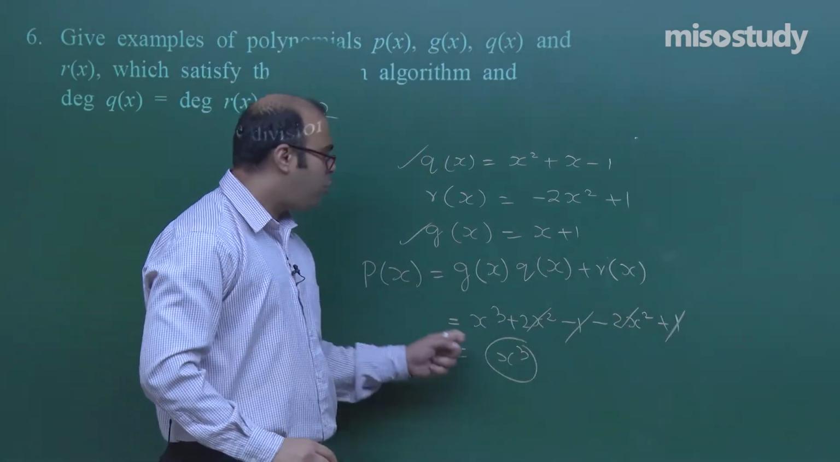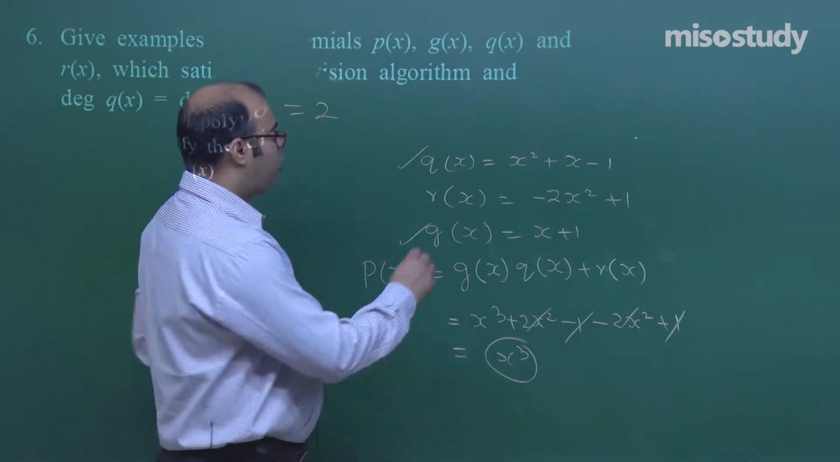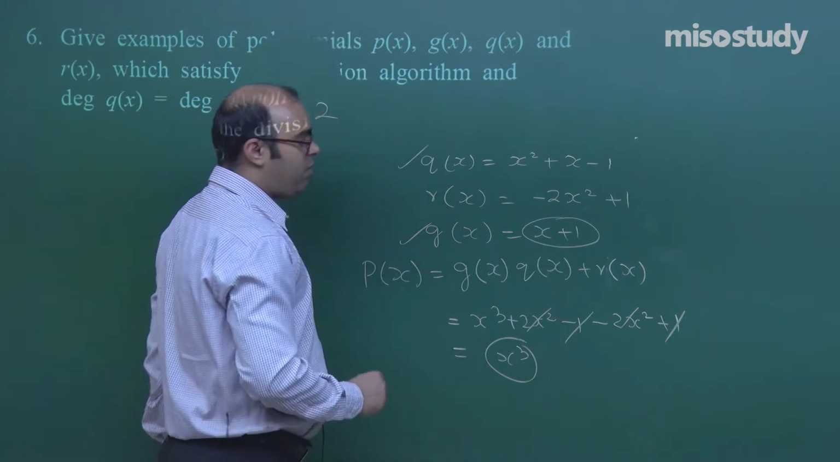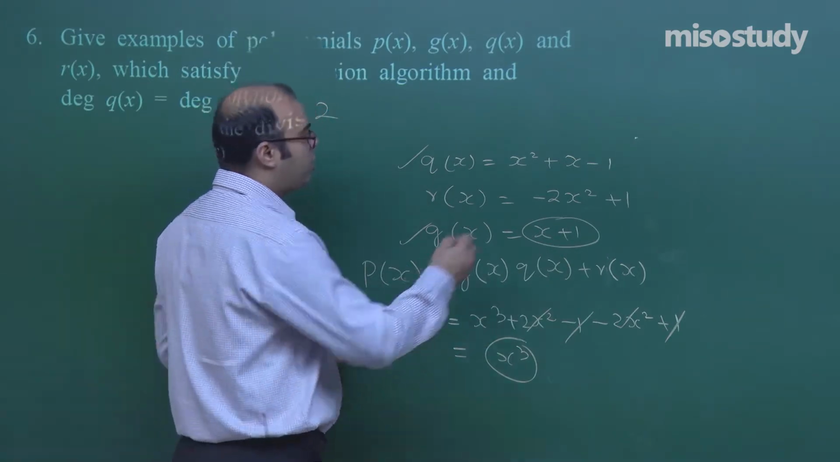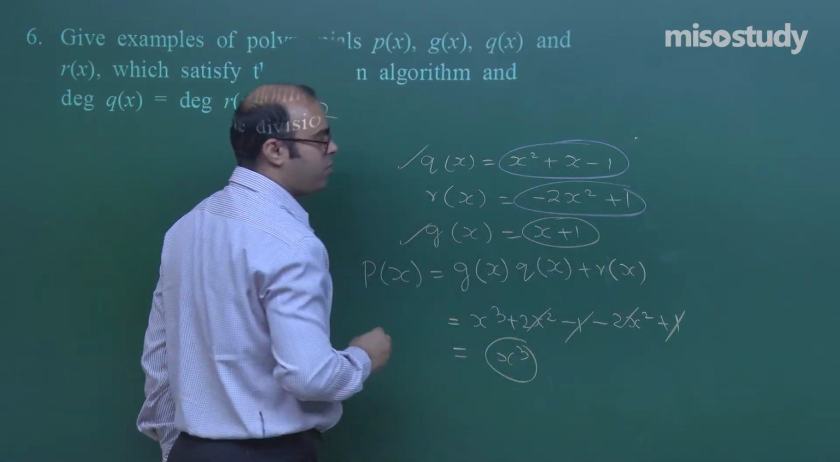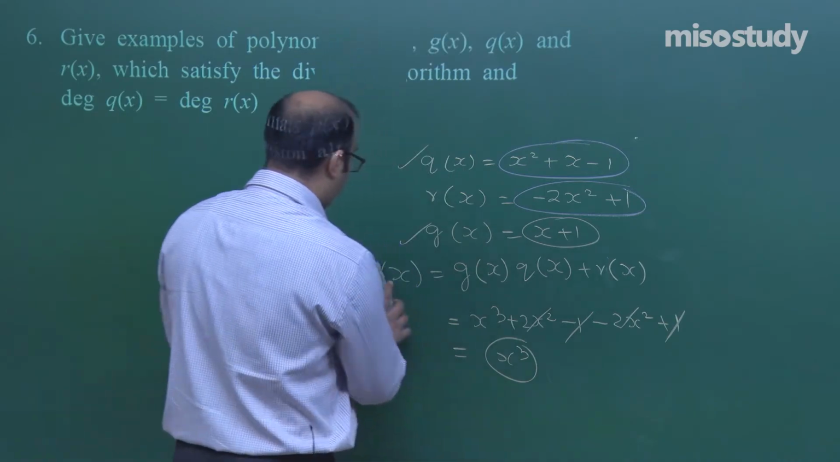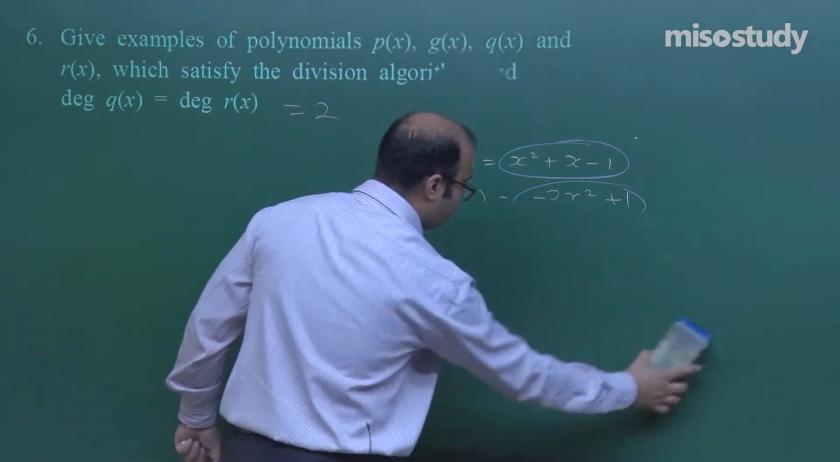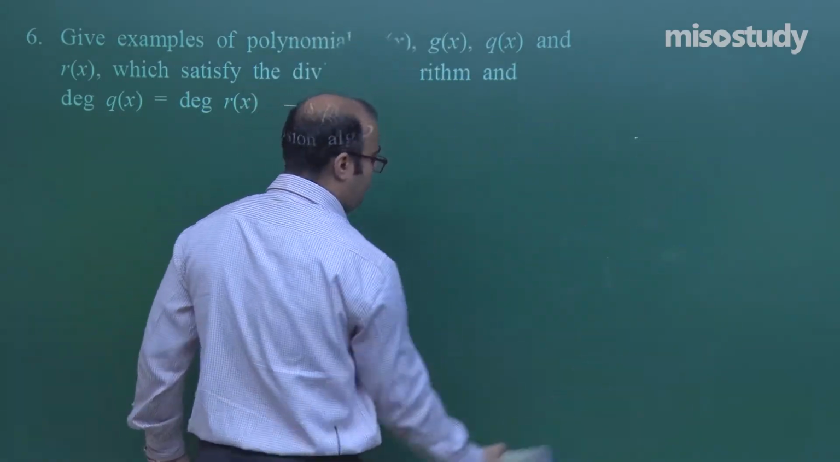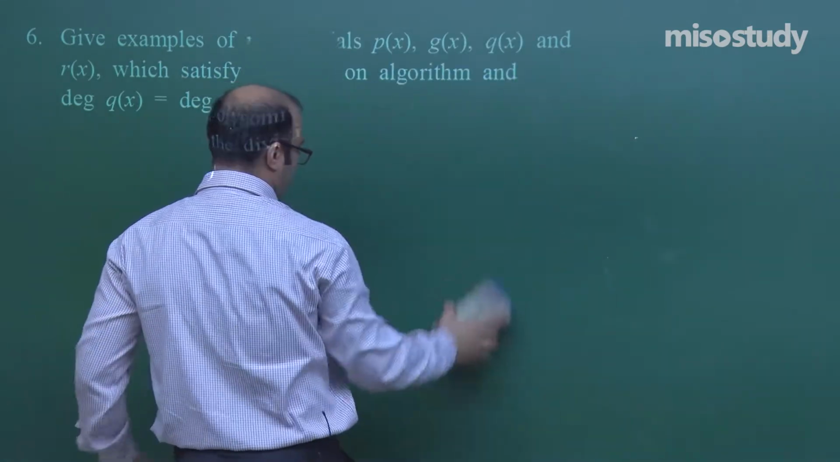So if x cube is the dividend, which is actually p(x), and g(x), that is x plus 1, is the divisor, we will get a quotient x square plus x minus 1 and the remainder minus 2x square plus 1, which are of the same degree. So keeping the division algorithm in the correct format in our mind and taking this condition, we can find the p(x) and g(x).